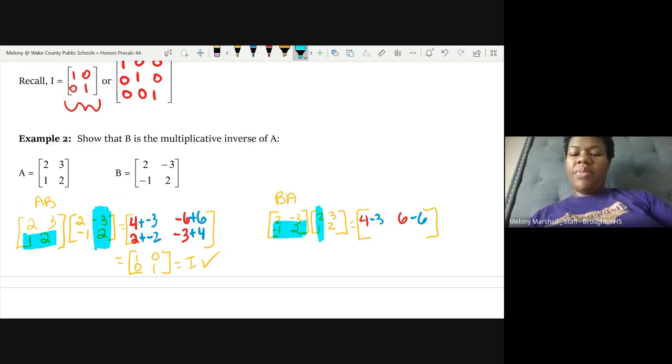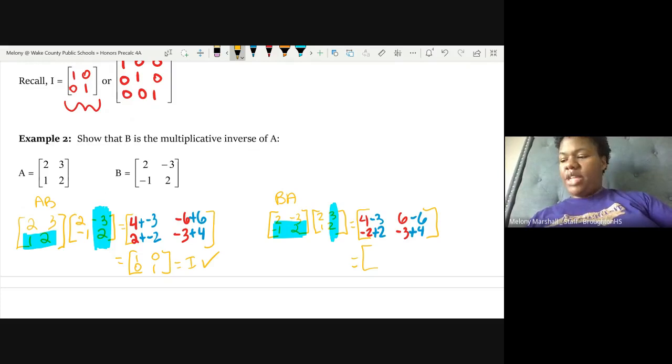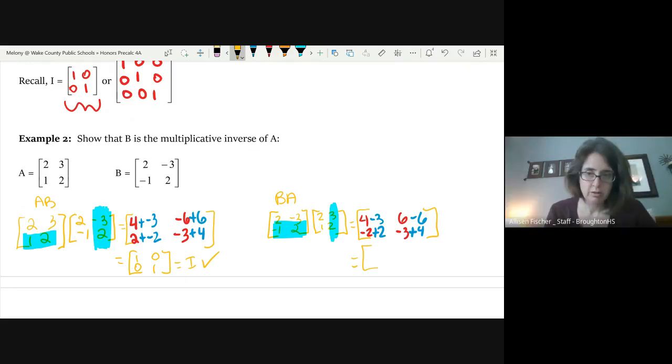Row and column, first times first, that's -2. Second times second, that's +2. And then the last one. This thing just likes to delete the world. Okay, so that was a 1 there. And we have -3, first times first, and +4. And then we get the identity matrix again: 1, 0, 0, 1. Yes!